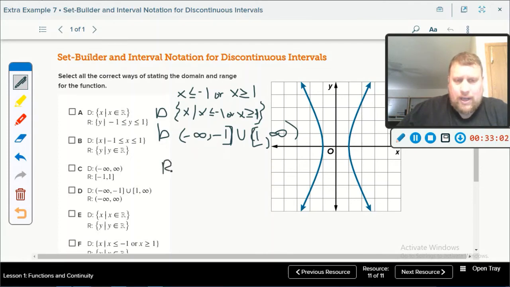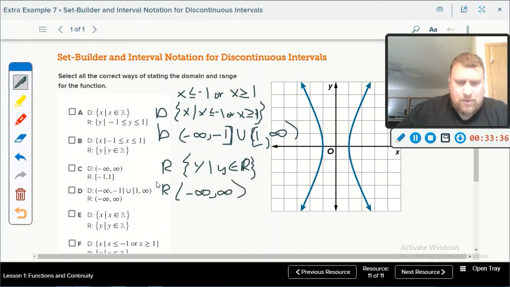Now if I'm looking at range, what is my range? Notice my y is everything. There's no break in y. It goes from positive y down, it's all y. So if I'm doing this in set builder, this is going to be y such that y is an element of the real numbers because it includes all y. And this is also the range in interval notation. It's going to be negative infinity to positive infinity, with parentheses, not brackets.